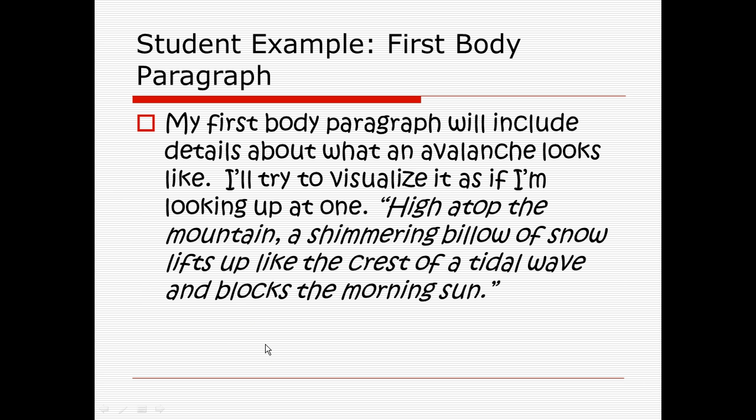So if I'm writing my first body paragraph, which is actually going to be my second paragraph, I need to understand and think about that my first body paragraph will include details about what an avalanche looks like. So I want to try to visualize it as if I'm looking up at one. So I may start out my second paragraph something like this. High atop the mountain, a shimmering billow of snow lifts up like the crest of a tidal wave and blocks the morning sun. So you can see that really helps the reader understand what I'm talking about, really helps them visualize it.